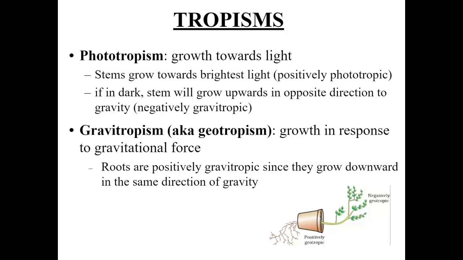Gravitropism or geotropism is growth in response to gravitational force. So we already said that the stems are going to be negatively gravitropic because they grow up when gravity is pulling down, but the roots are going to be positively gravitropic because gravity is a force that pulls down, and remember the roots are going to grow down with gravity. So they are positively gravitropic. We're only going to learn the details of phototropism. We're not doing details of gravitropism.